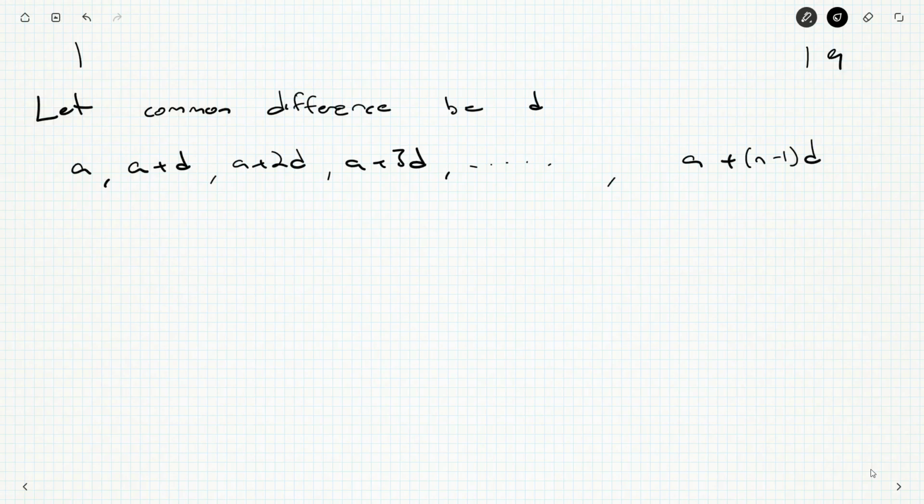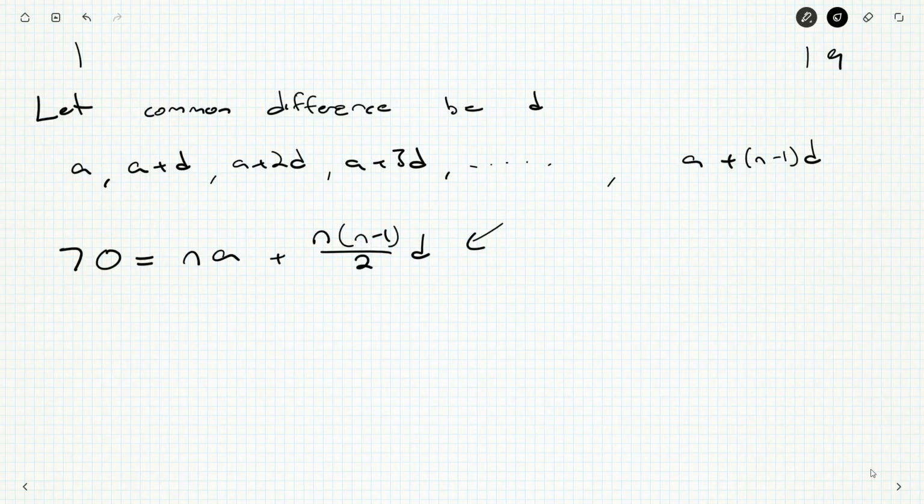Okay? And you can get formulas, for example, we know 70 is the sum of the arithmetic sequence. If we add up n terms of an arithmetic sequence, the formula is nA plus n(n minus 1) over 2 times D. And this is nice, but I don't think this is a formula we're going to want to use. But it's something that's there. Try and prove it on your own if you're curious about that sort of thing. But I don't think I'm going to need that.